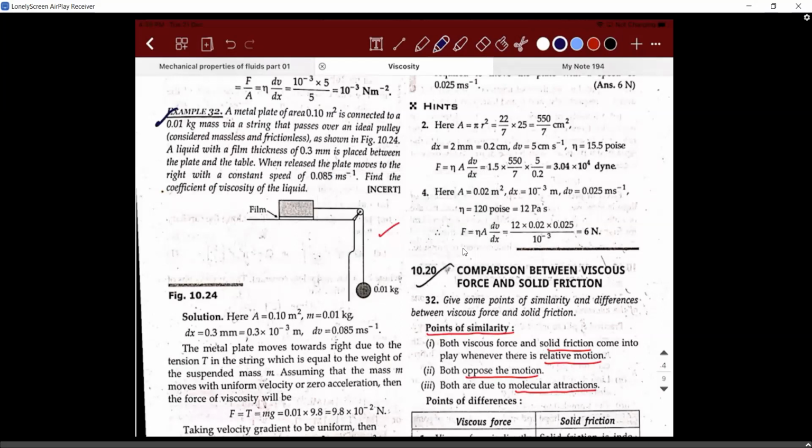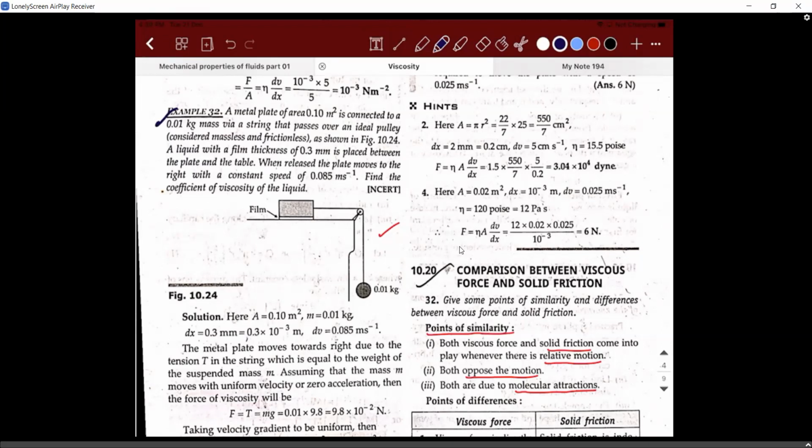Try to solve this. This involves a little bit of mechanics as well. So what is written there? There is a metal plate of area 0.1 meter square, which is connected to a 0.01 kilogram mass through a string that passes over an ideal pulley. What do you mean by ideal pulley? It is massless and frictionless, and it will not rotate also, as shown in the figure.